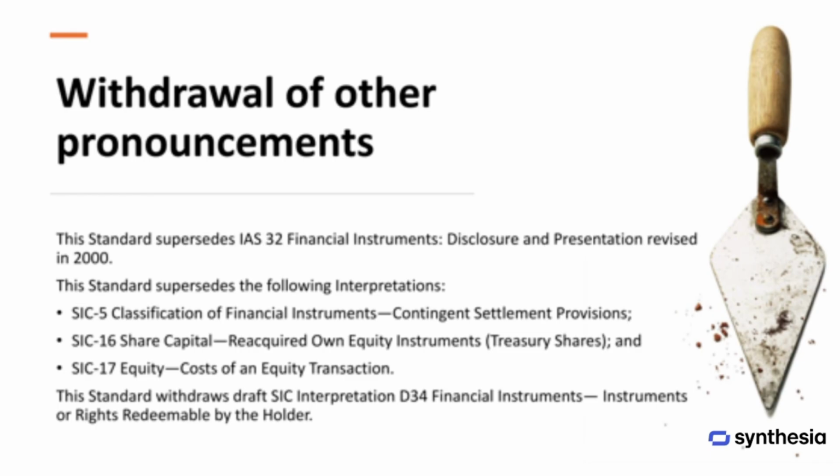This standard replaces IAS 32, Financial Instruments: Disclosure and Presentation, as revised in 2000. It also supersedes several interpretations, including SIC-5, which dealt with the classification of financial instruments with contingent settlement provisions, SIC-16, which covered share capital and reacquired own equity instruments, also known as treasury shares, and SIC-17, which addressed the costs of an equity transaction. In addition, this standard withdraws the draft SIC interpretation D34, which concerned financial instruments or rights that are redeemable by the holder.